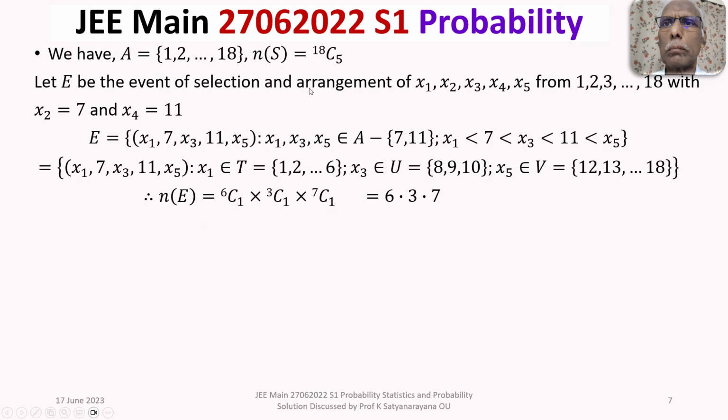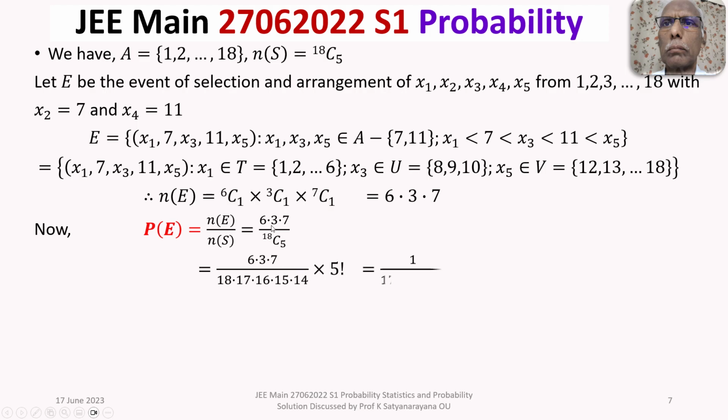Now we know n of S. Now we are ready to compute the probability of E. Probability of E is equal to n of E by n of S. n of E is 6 into 3 into 7, by n of S which is 18C5. That is equal to 6 into 3 into 7 by 18C5, which is 18 into 17 into 16 into 15 into 14, these are 5 consecutive numbers, by 5 factorial.